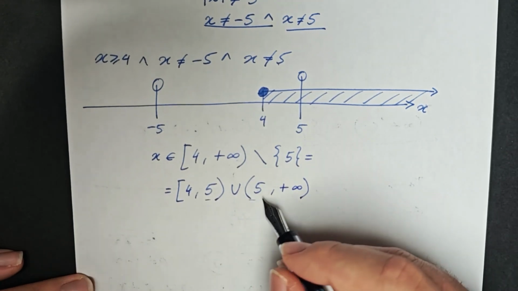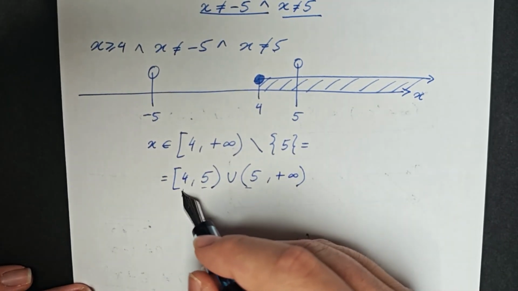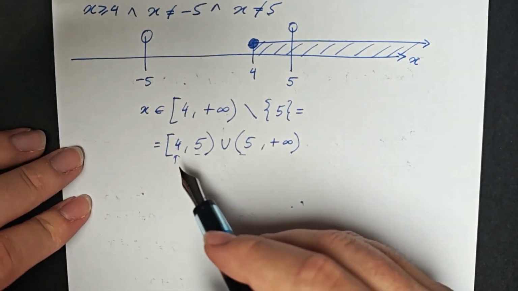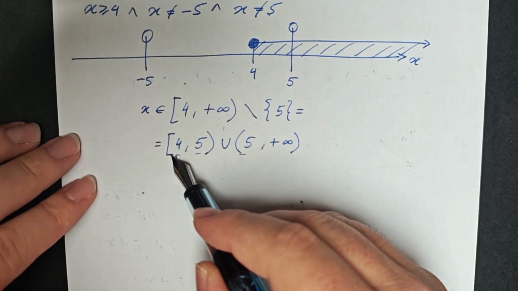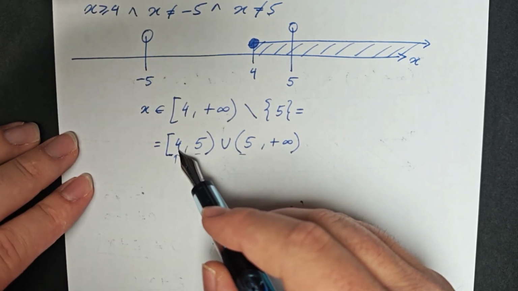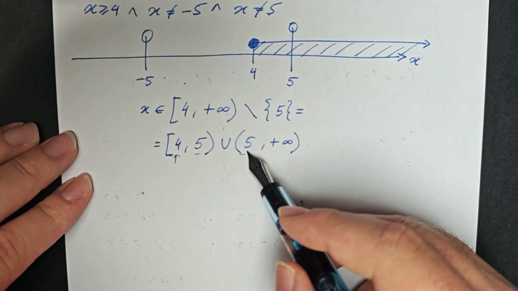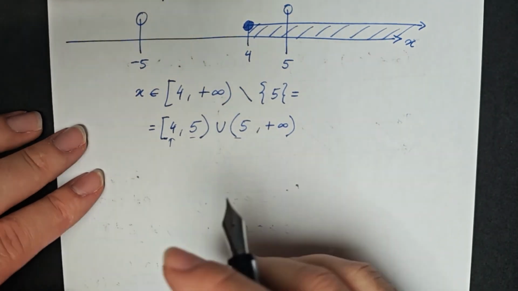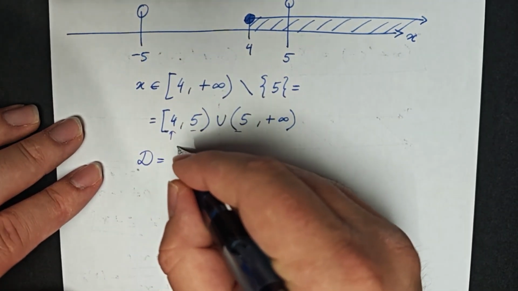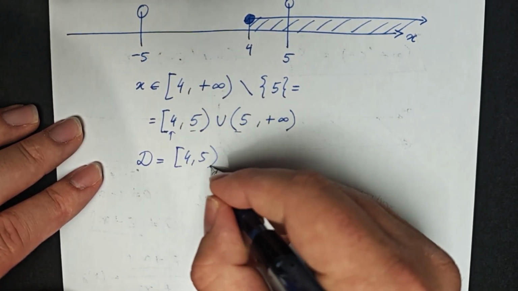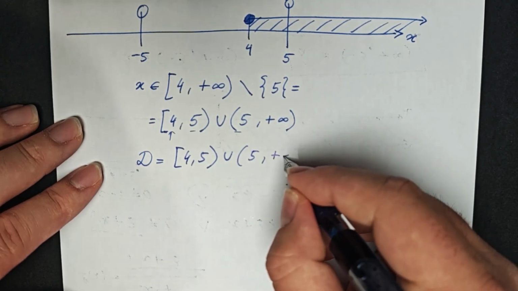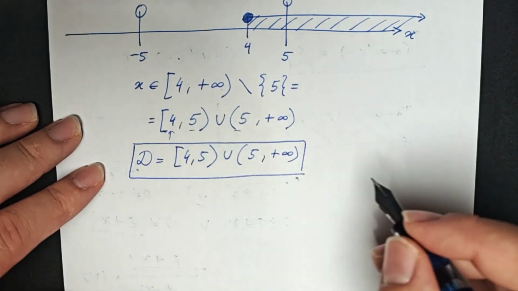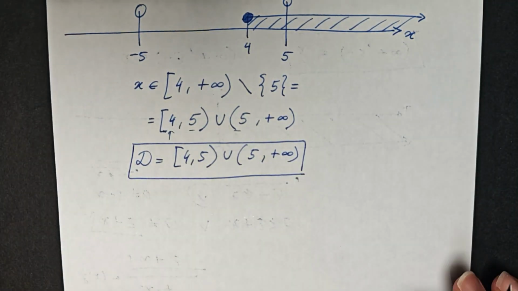Number 5, as you can see, is not included in this set, and number 4 is included in this set. We have a square bracket to denote that number 4 belongs inside the interval, and we have a parenthesis here to denote that number 5 does not belong in an interval. Finally, the domain is from 4 to 5, union from 5 to positive infinity. Number 4 is included and number 5 is not included.